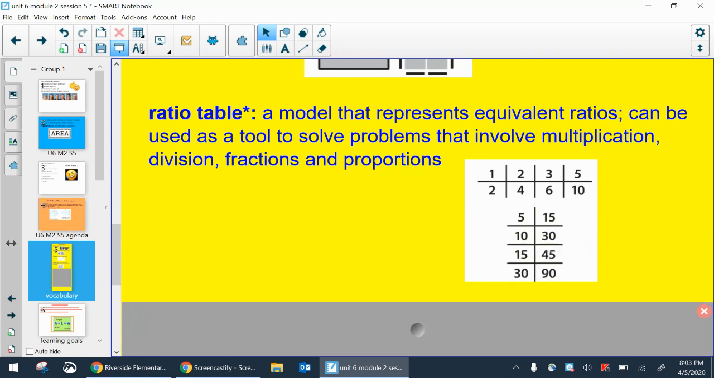A ratio table, and we have an example of a ratio table, can go in a horizontal fashion, or it can also go in a vertical fashion. It's just kind of preference, whatever works best for your brain. So a ratio table is a model that represents equivalent ratios, can be used as a tool to solve problems that involve multiplication, division, fractions, and proportions.